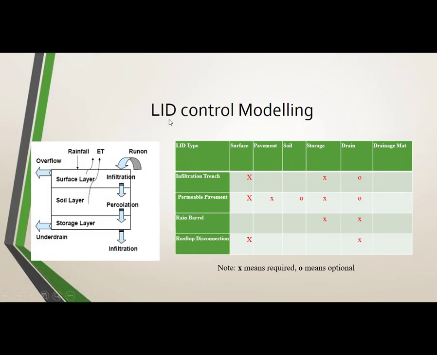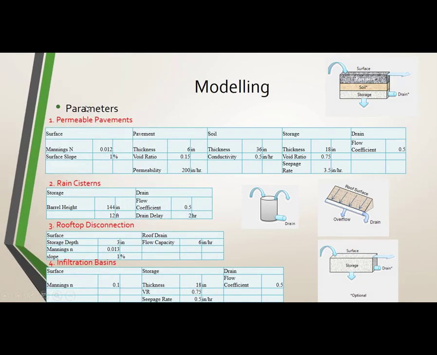For the LID control modeling, we have different layers depending upon what kind of LID type we are using. Typically we can identify 3 layers, and for the infiltration trench there is a surface layer, storage layer, and optional drain layer. For permeable pavements there is a surface layer, pavement and storage, and optional soil and drain. For rain barrel there is only storage and drain, and for rooftop disconnection there is surface as well as drain. So these parameters have to be defined in the model so that we are using practical values.